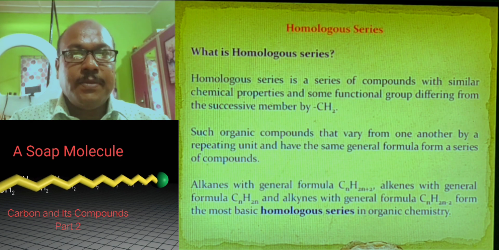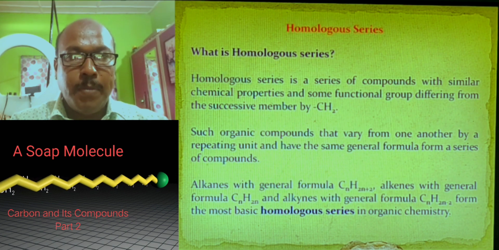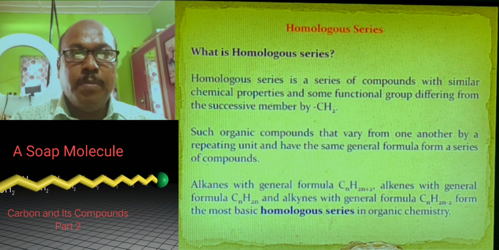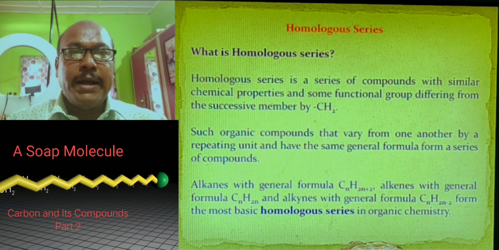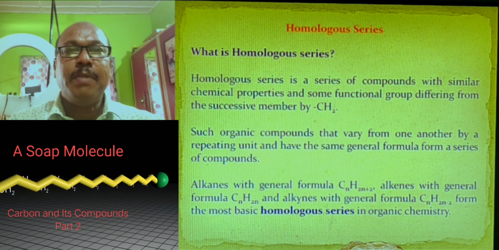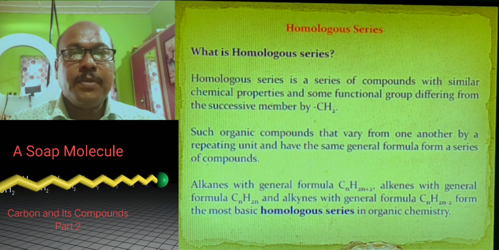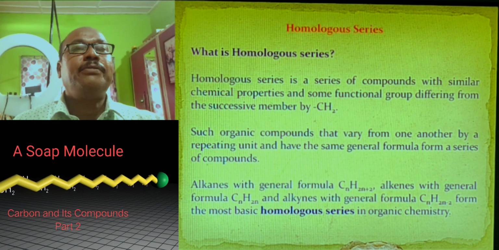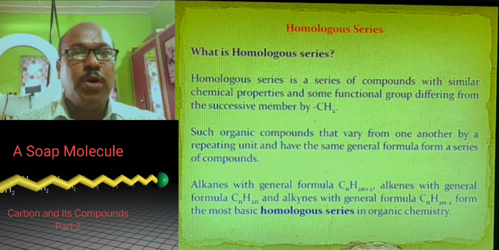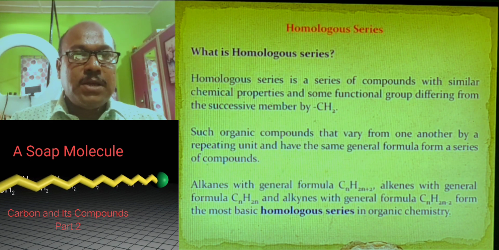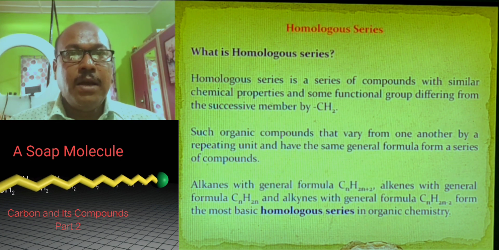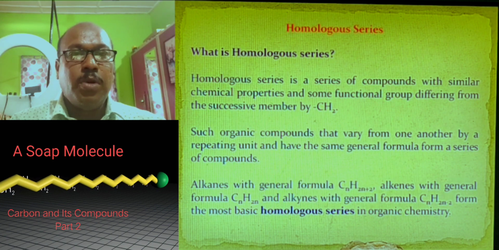What is a homologous series? A homologous series is a series of carbon compounds, or organic compounds, with similar chemical properties and the same functional group, differing from the successive member by a CH2 group. Such organic compounds that vary from one another by repeating units and have the same general formula are called a homologous series. Homo means similar or same, and logos means position. In chemistry, the organic compounds which occupy the same position as far as their chemical properties are concerned are called homologous compounds, and the series they form is called a homologous series.